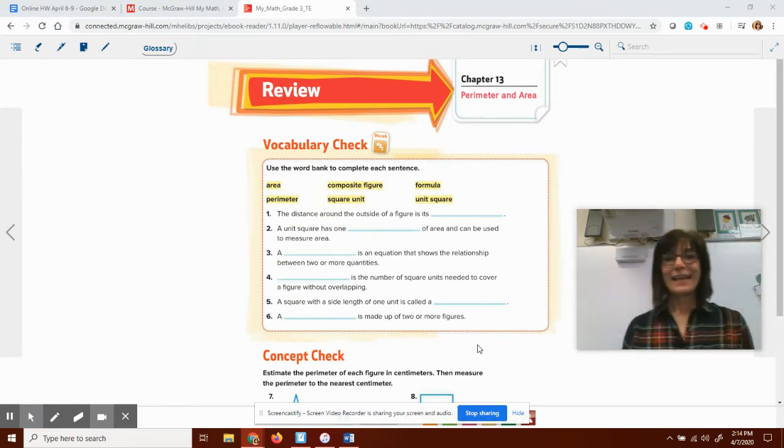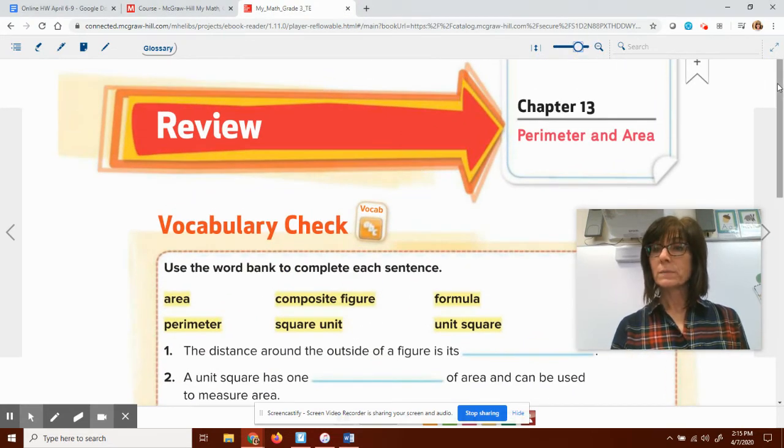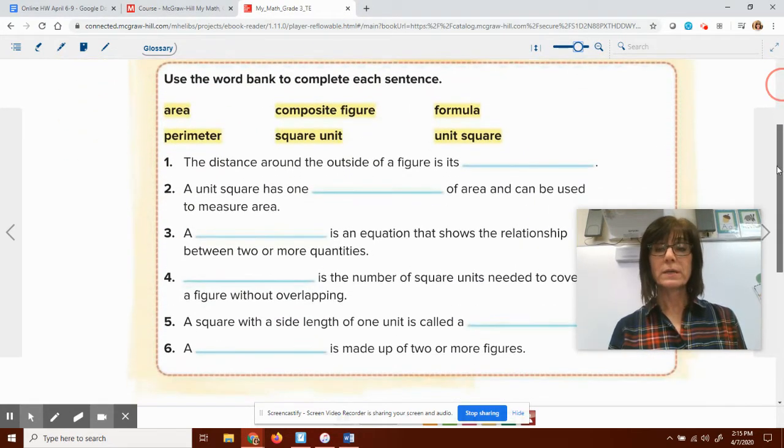All right. Well, let's get started. So we're going to take a look at our word bank, and we are going to use these vocab words to complete each sentence. Area, composite figure, formula, perimeter, square unit, unit square. I'm going to make this just a little bit larger so Mrs. Swimp will be able to write.